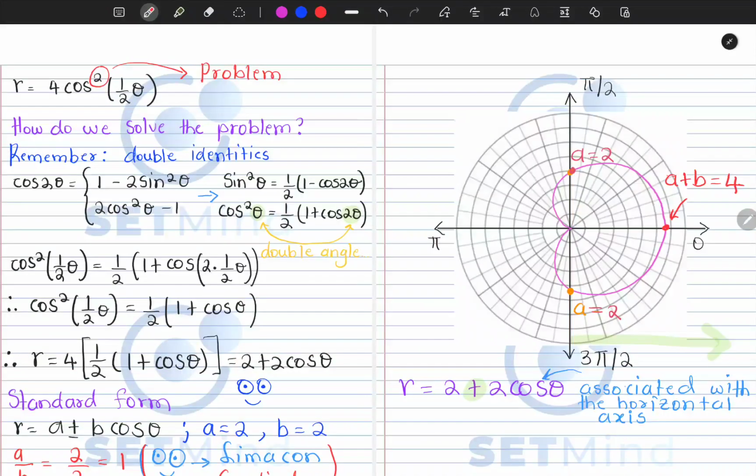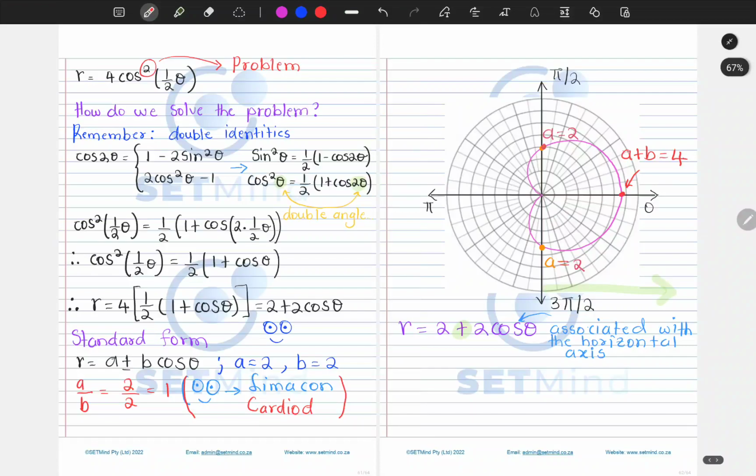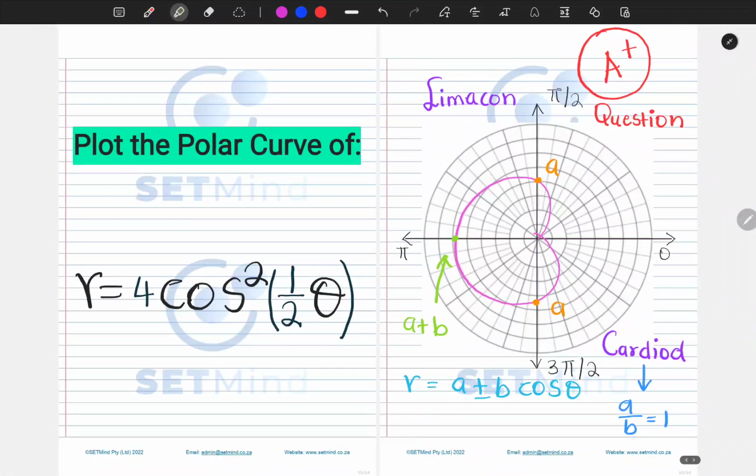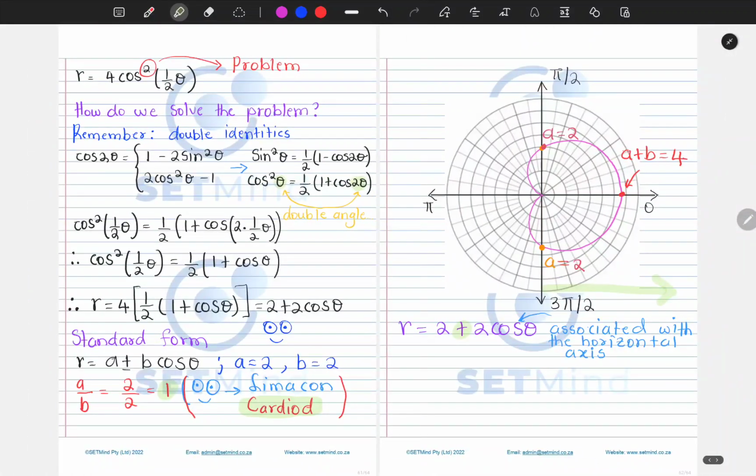So that, or what we have here, is our Limason, which happens to be a cardioid. It is a cardioid because of the condition A divided by B giving us 1. So I urge you to check the other video which we have on the channel, which will explain this concept even better with more examples, and you will be able to understand how to do sketches which are like this once you have broken them down and removed what we call a problem. Okay, I hope you understand.